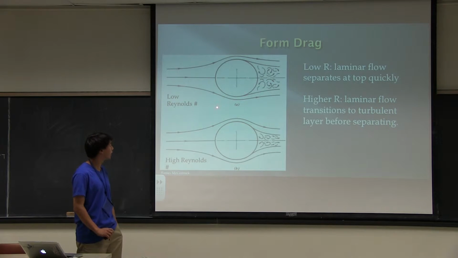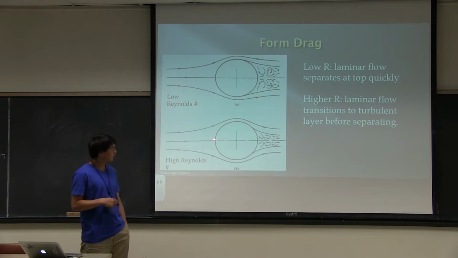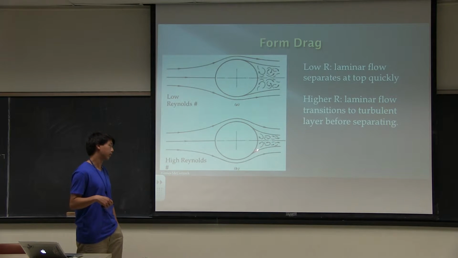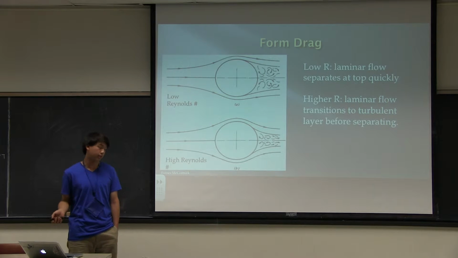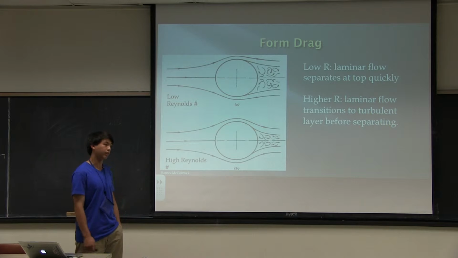For circular airfoils at low Reynolds numbers, the flow separates right over the top, creating this big area of high pressure. Again, that leads to form drag. At high Reynolds numbers, the separation is delayed, so there's less form drag. You get a smaller area of high pressure, but you still get some form drag. This happens on most airfoils to some extent.